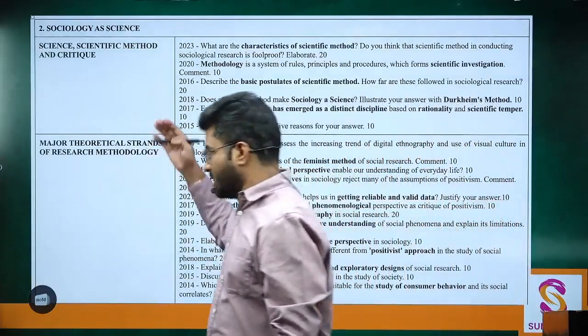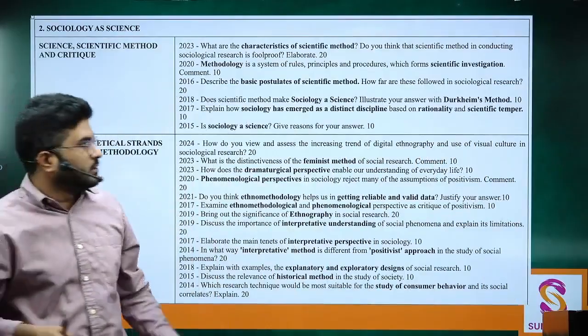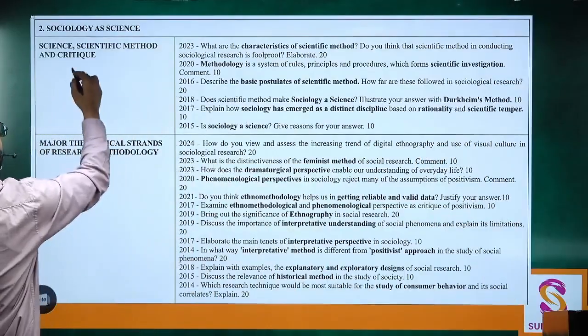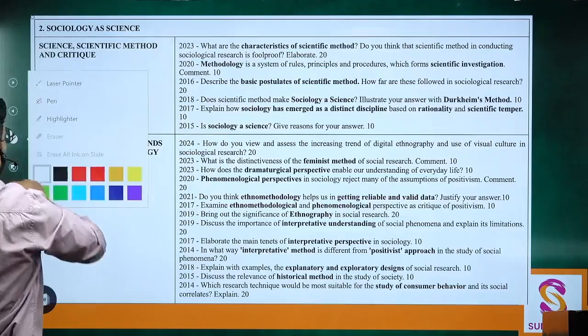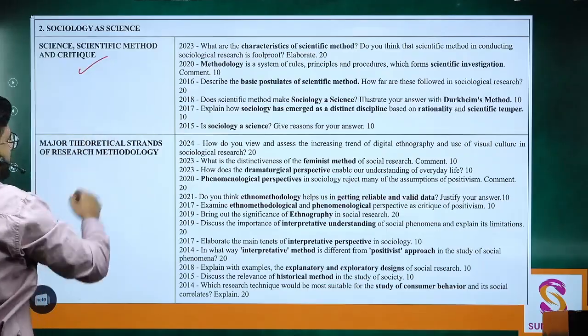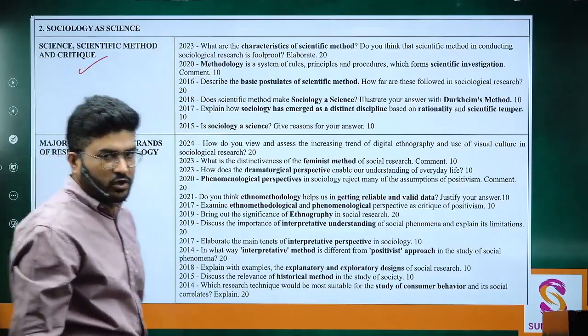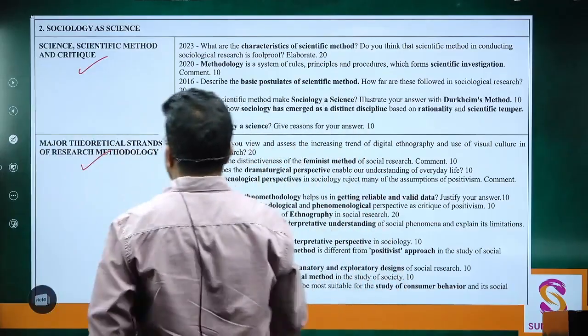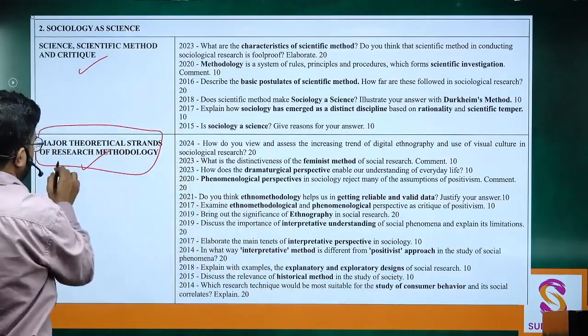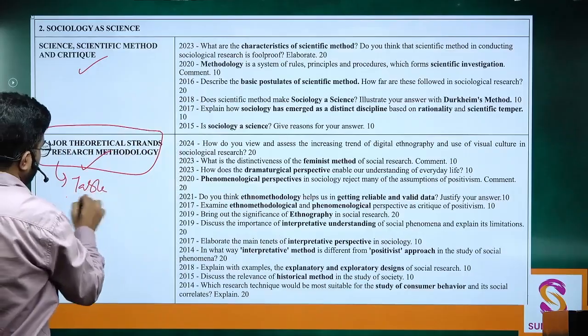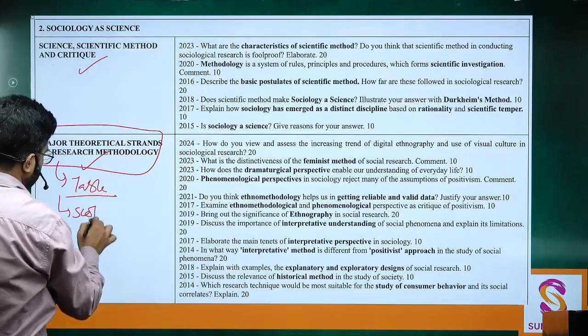Basically, here again there are different sections of the chapter. The first section talks about science, scientific method and its critique. Then major theoretical strands of research methodology. Most of it we have already covered in the table which we have made related to the scope of sociology.